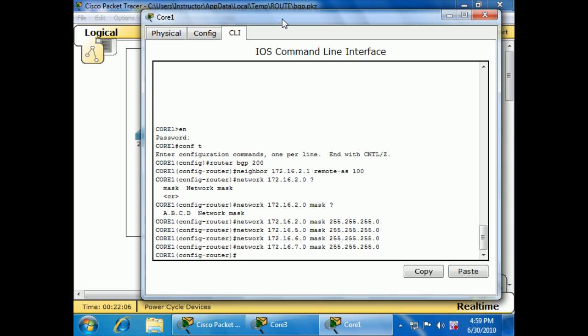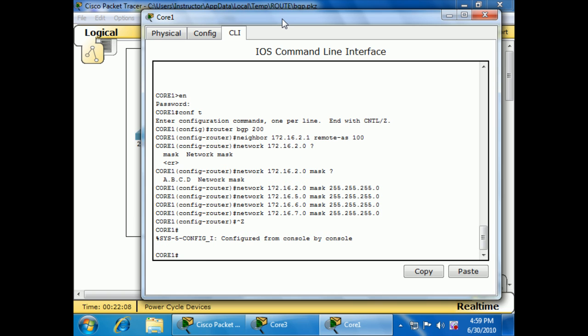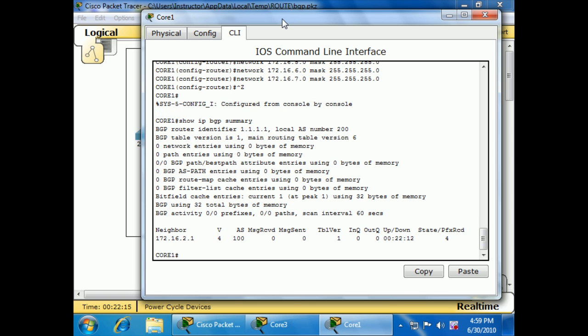All right, so let's control Z and do a show IP BGP summary. Now, summary lets us know whether or not we have our neighbor, if they're up or down, and how many messages we're sending out there. It also gives us at least an idea of what we're going to try to send to that particular neighbor, how long up or down, and those types of things.